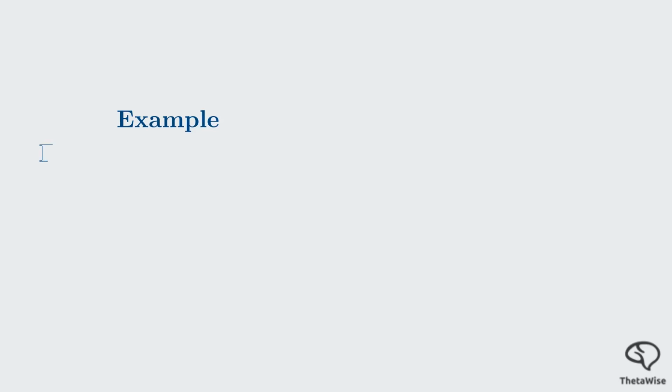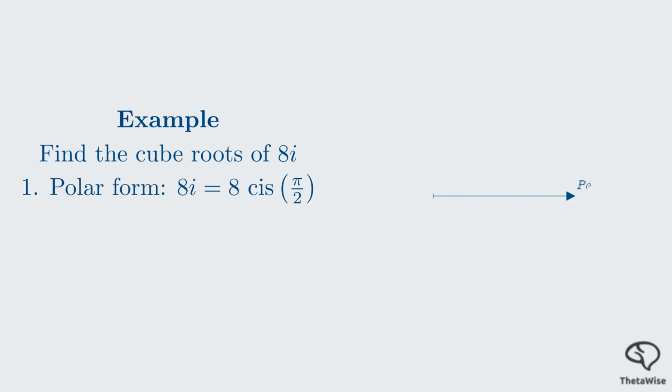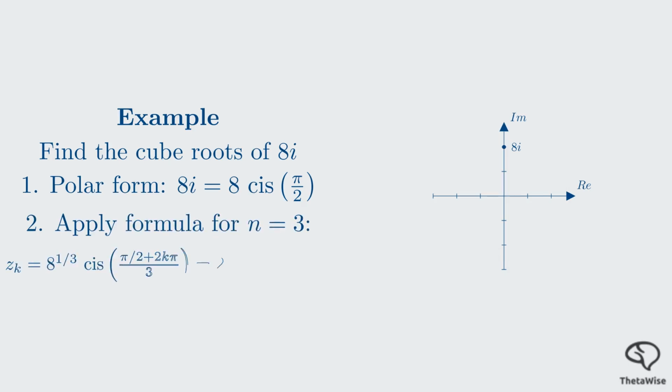Let's find the cube roots of 8i. First, we write 8i in polar form. Its magnitude is 8, and it lies on the positive imaginary axis, so its argument is pi over 2. Next, we apply the root formula for n equals 3.